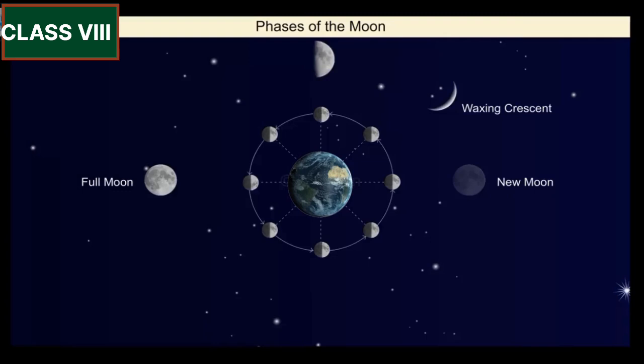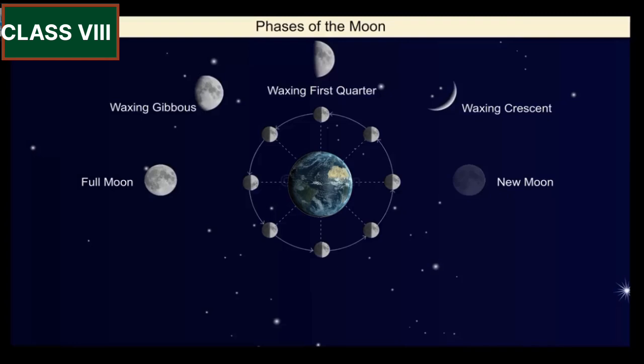Halfway between the new moon and full moon phases, we see half the moon lit up. This half moon phase is called the first quarter. Close to the full moon phase, we see more than half of the moon. This phase of the moon is called the gibbous moon phase. This is the waxing gibbous moon.